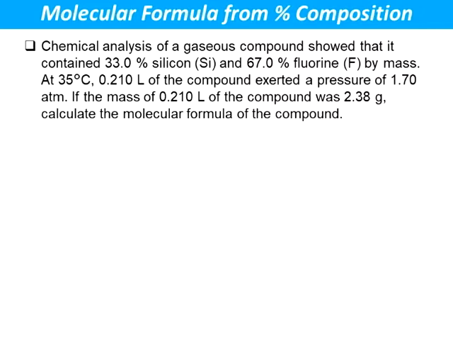Let me show you how to do this by working a problem. And here's the problem. Chemical analysis of a gaseous compound shows that it contains 33.0% silicon and 67.0% fluorine by mass. At 35 C, 0.210 liters of the compound exerts a pressure of 1.7 atmosphere. If the mass of 0.210 liters of the compound was 2.38 grams, calculate the molecular formula of the compound.